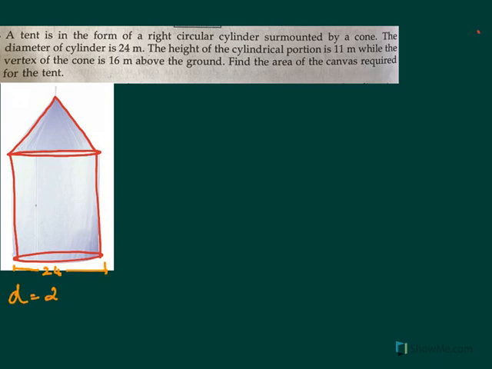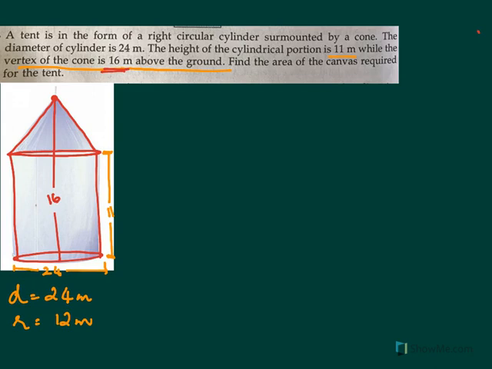So if the diameter is 24 meters, the radius, you'll agree, is 12 meters. The height of the cylindrical portion is 11. So this is the cylindrical portion, and the height of only the cylindrical portion is 11. While the vertex of the cone is 16 meters above the ground. So this is the vertex of the cone here, and it is 16 meters above the ground. So from here right up to here, this is 16 meters.